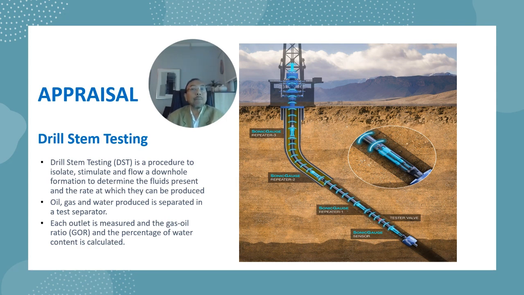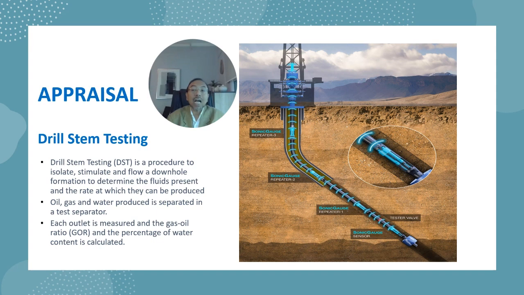Appraisal drill stem testing. Drill stem testing is a procedure to isolate, stimulate, and flow a downhole formation to determine the fluids present and the rate at which they can be produced. Oil, gas, and water produced is separated in a test separator. Each outlet is measured and the gas-oil ratio and the percentage of water content is calculated. A DST is a temporary completion of the well.